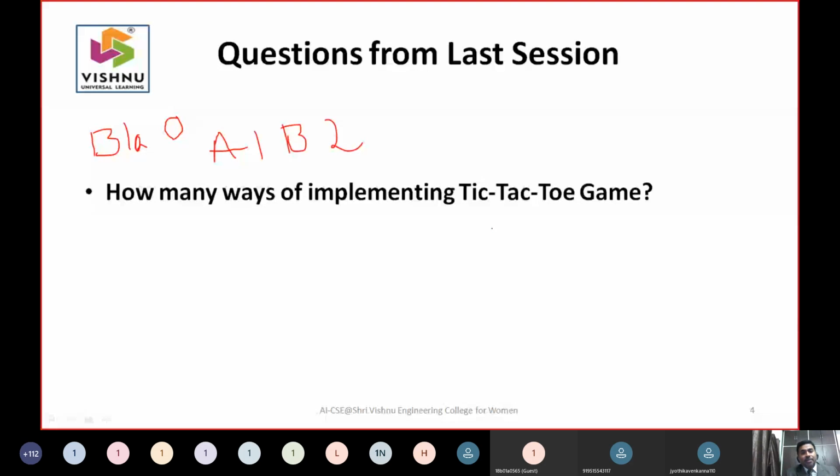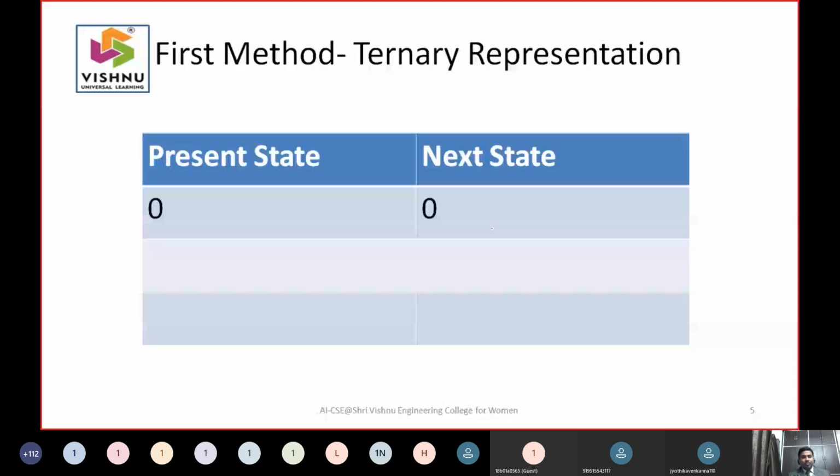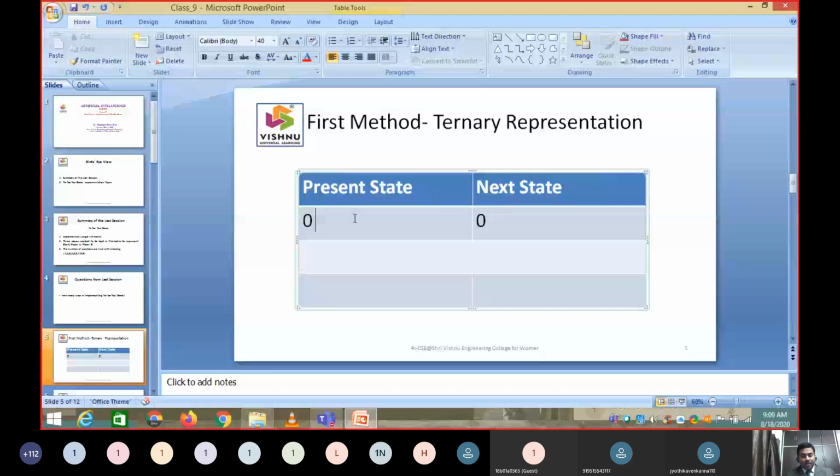So what can happen when you represent and play this tic-tac-toe game using ternary representation? Can somebody assume what the initial state of your tic-tac-toe game is? What will be there in the initial state? Nothing was there. How many cells are there in this tic-tac-toe game? 9. So you have 3 zeros, 3 zeros and 3 zeros. Is it right what I have written? Initially nothing will be there.